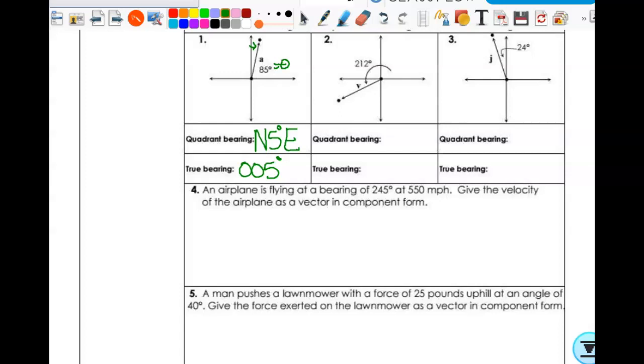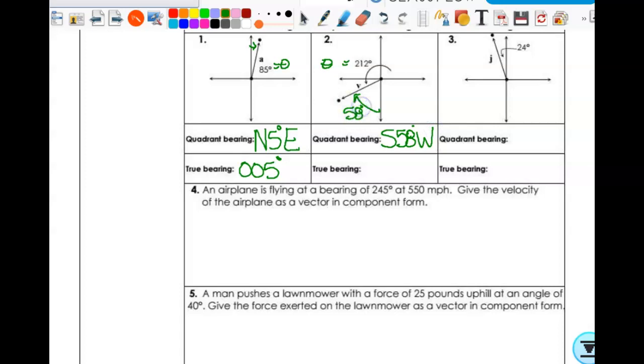All right, on number 2, once again, they gave me theta. The quadrant bearing, would I start from the north or the south? The south, okay? So I'd go south, and then I'd swing out this way. So how can I figure out how much that is? 270 minus 212, that's one way. I mean, there's different ways to manipulate it. So what would we get? What's 270 minus 212? 58. So south 58 degrees what? West. Okay. So this is 58.